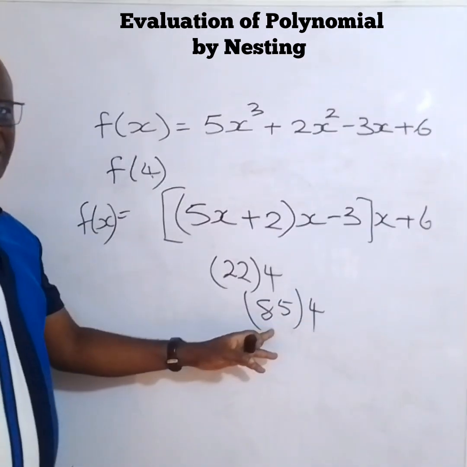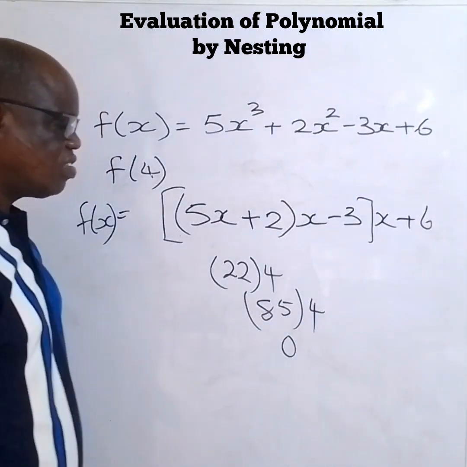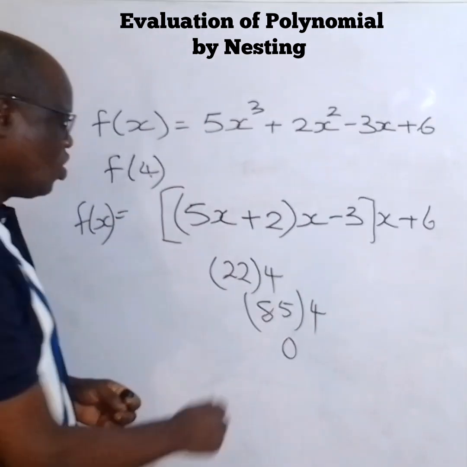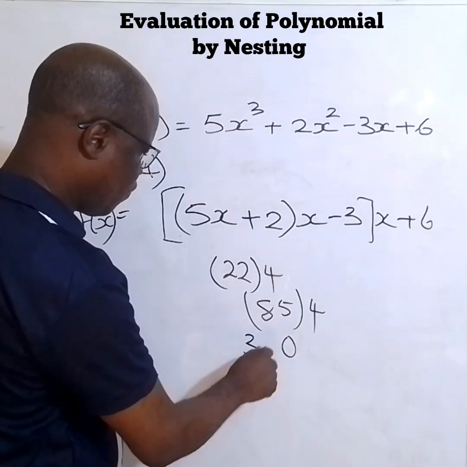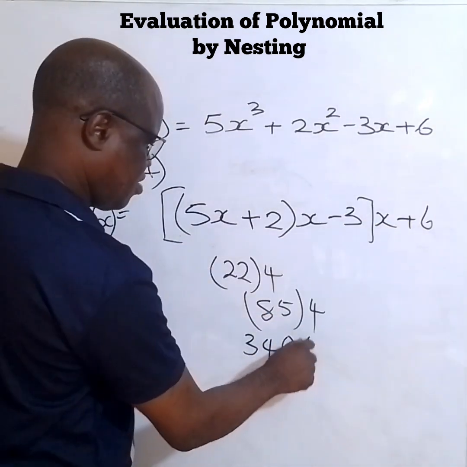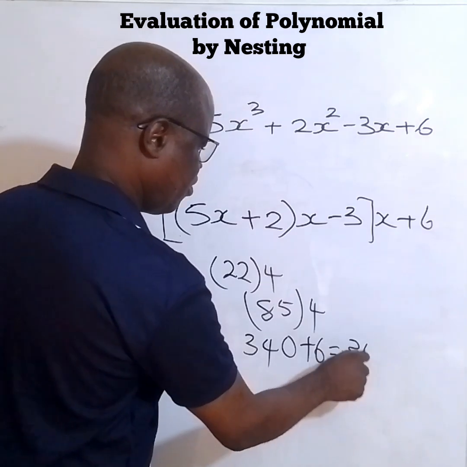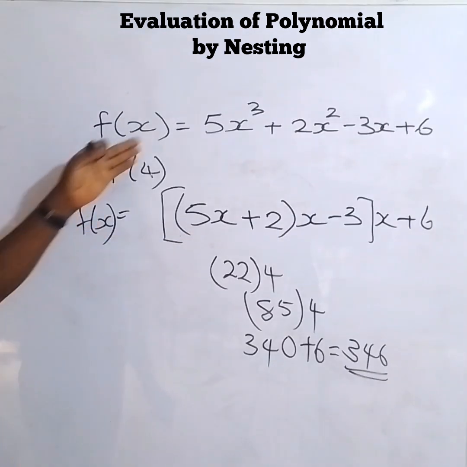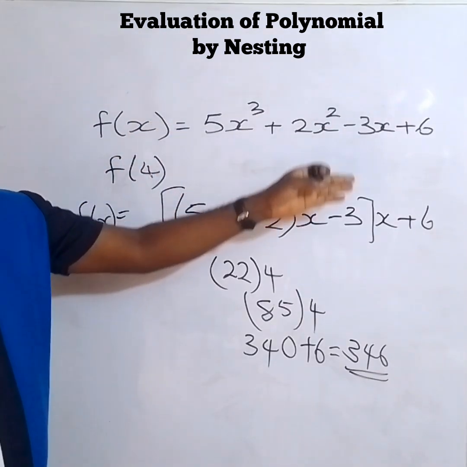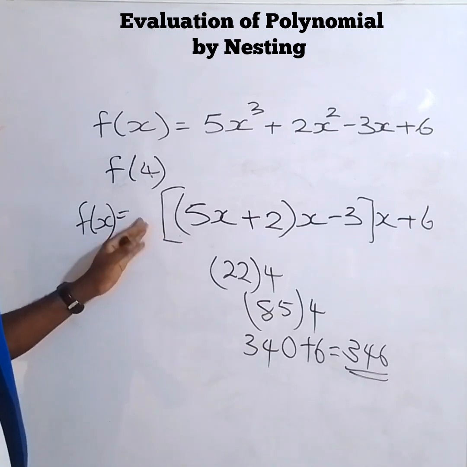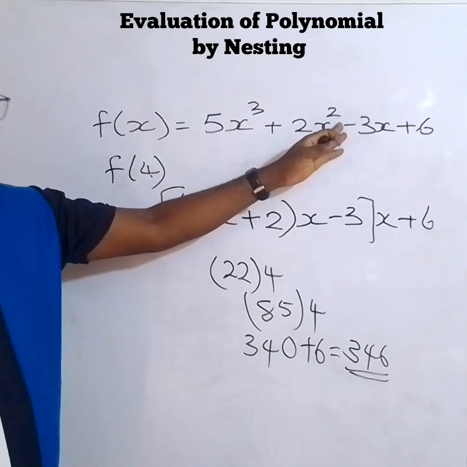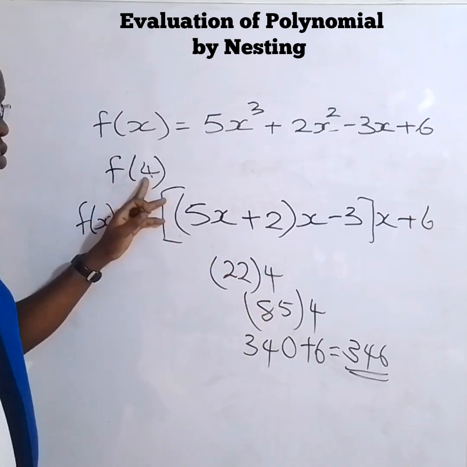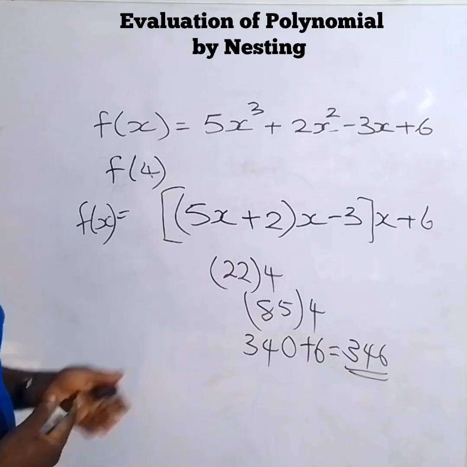Then multiply this. You have 4 times 85, that's 340. Plus 6, that's 346. So this can be done mentally, and it's very simple. So instead of taking it one after the other and you sum them up, you can easily nest this f of x, and then you slot in your values, which is 4 here. So that is how to nest.